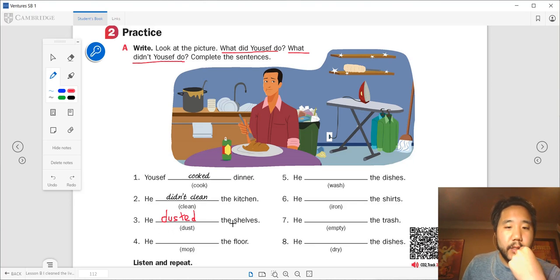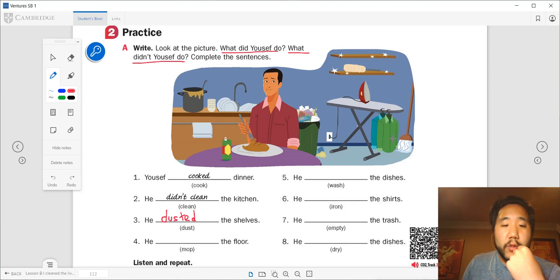He dusted the shelves. Number 4, he blanked the floor. So I can see, and then the verb we have to use is mop. And then here, because the trash can is not empty, there's some trash on the floor. So we can say that he didn't mop the floor.